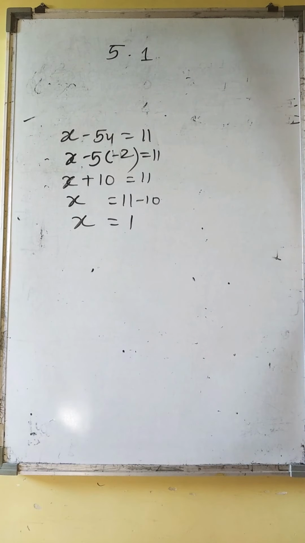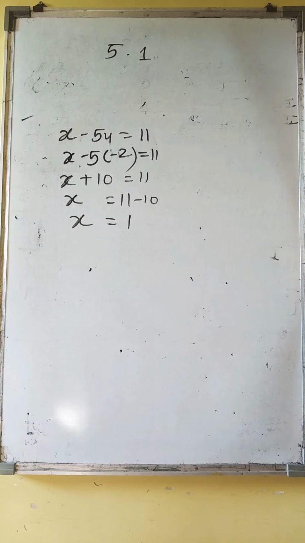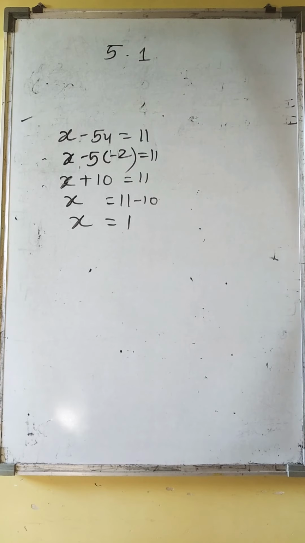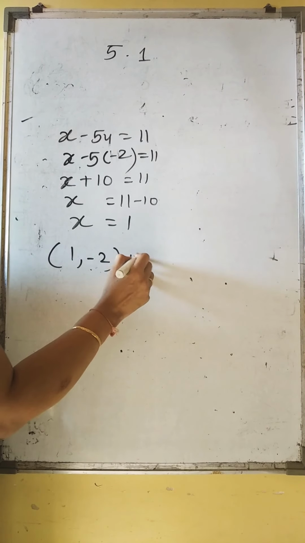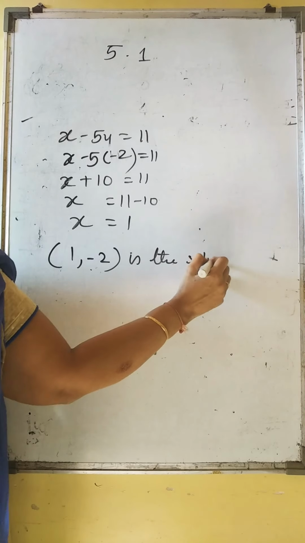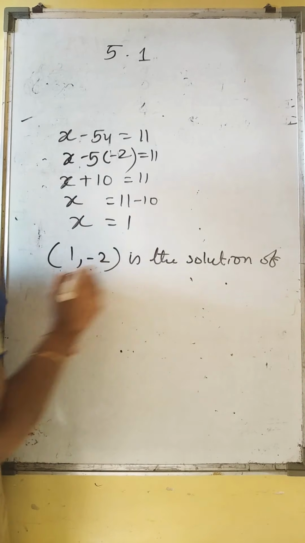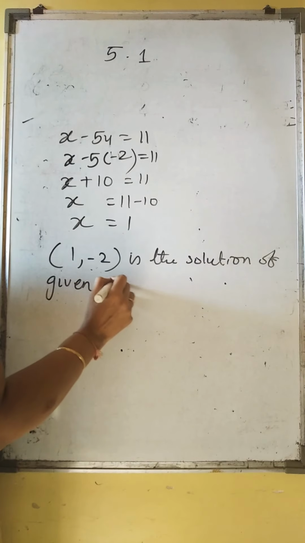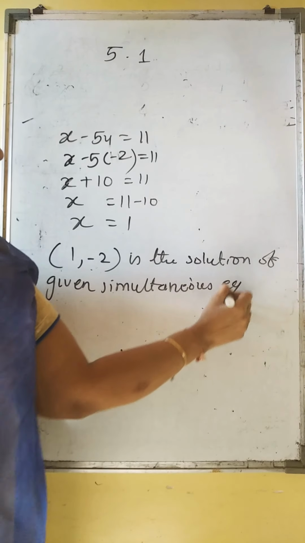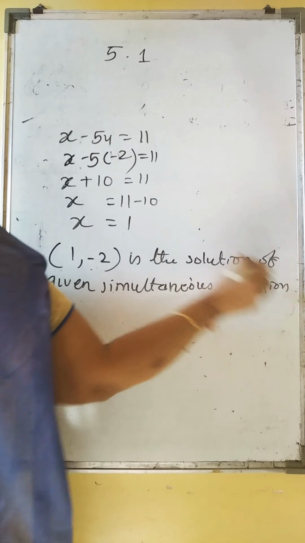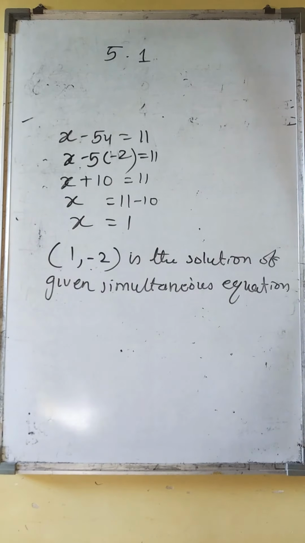Children, is x is equal to 1 visible to you? Yes, miss. Okay. So you have x and comma -2 is the solution of given simultaneous equation. So this way properly you are going to write down the things.